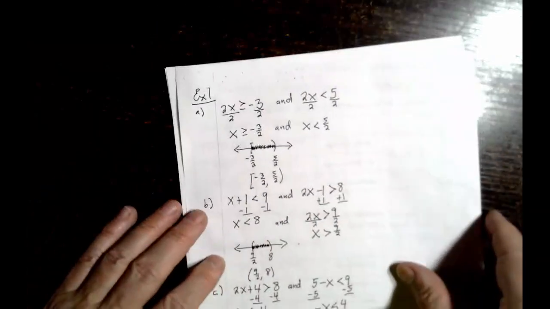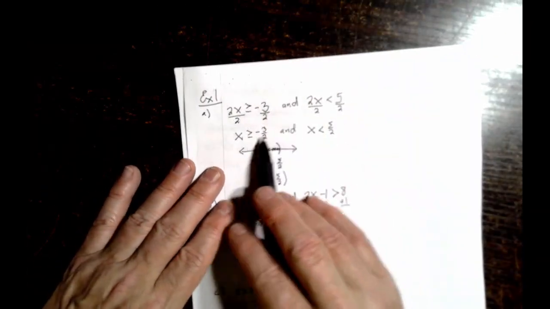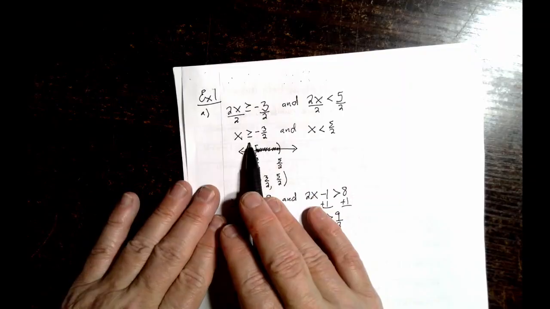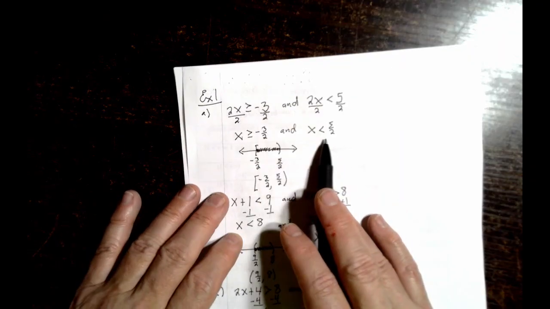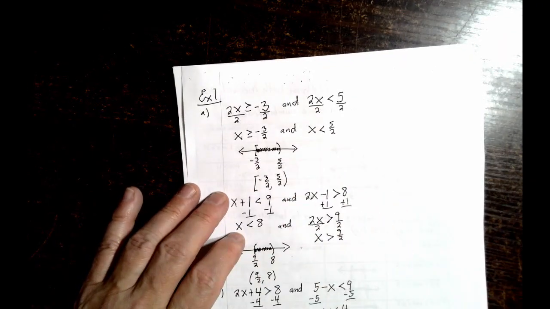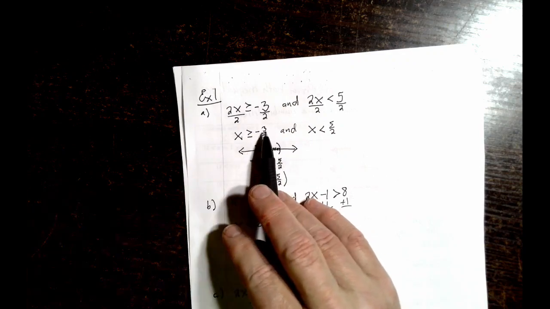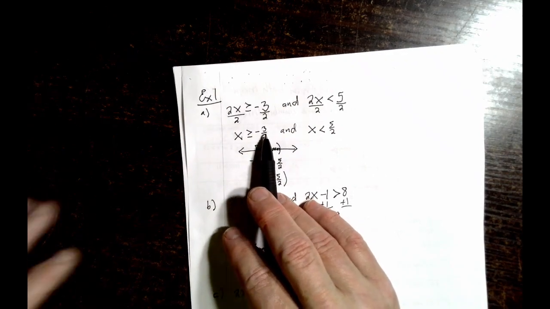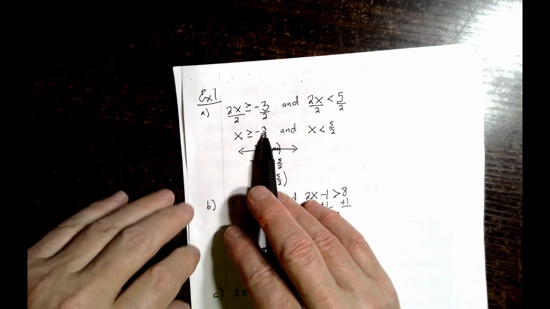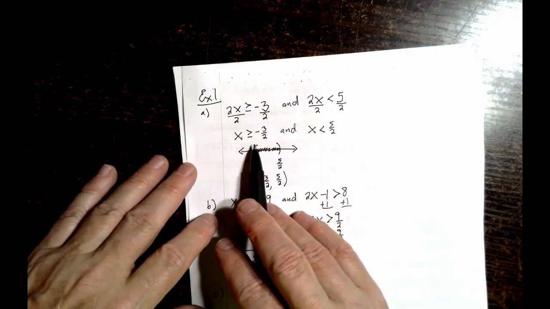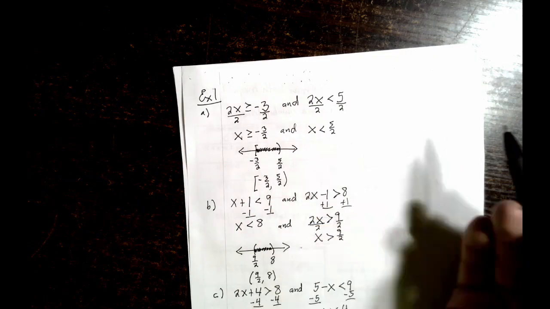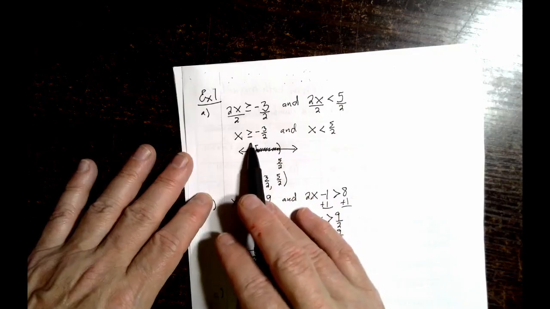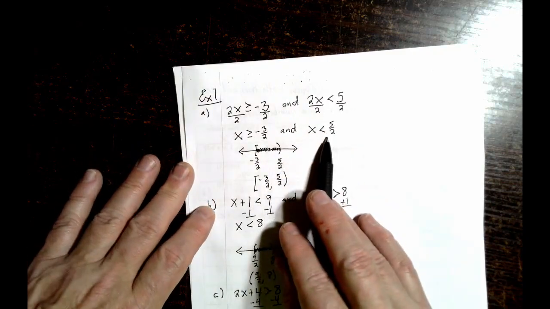So example 1 gives you the connecting word "and." So you solve the first inequality and you solve the second inequality just like you normally would. And keep in mind when you're solving inequalities, you solve them like you would equations. The only difference is if you multiply or divide by a negative number, you flip the inequality sign. Everything else is the same. So divide by 2, you get your answer. Divide by 2, you get your answer.